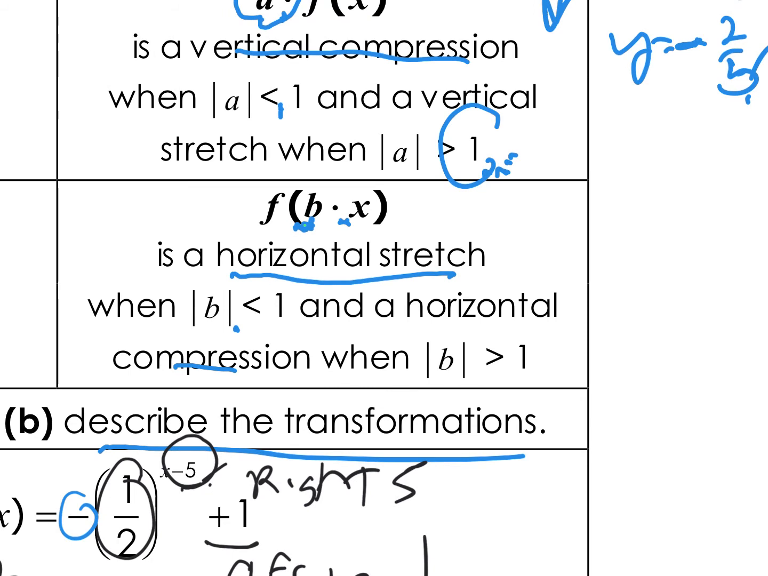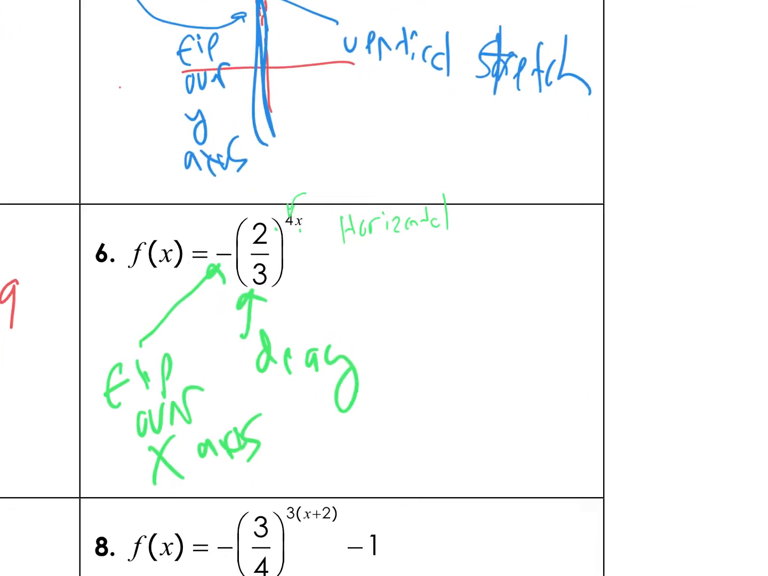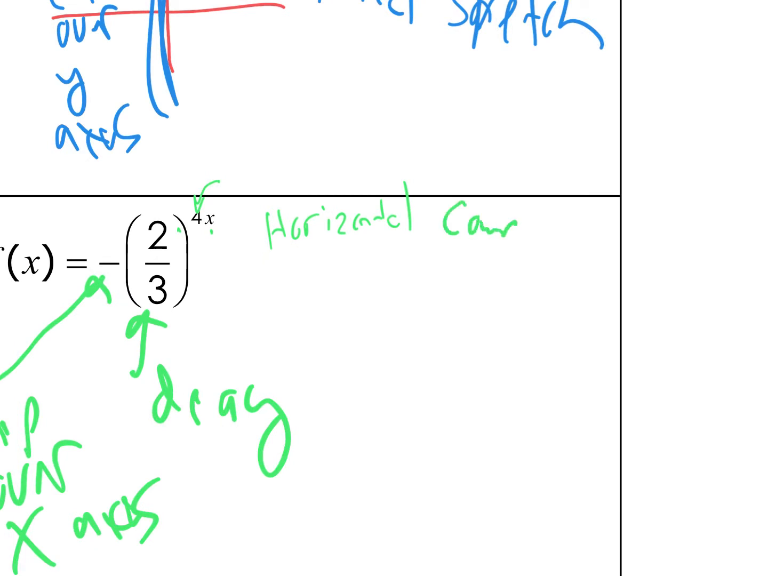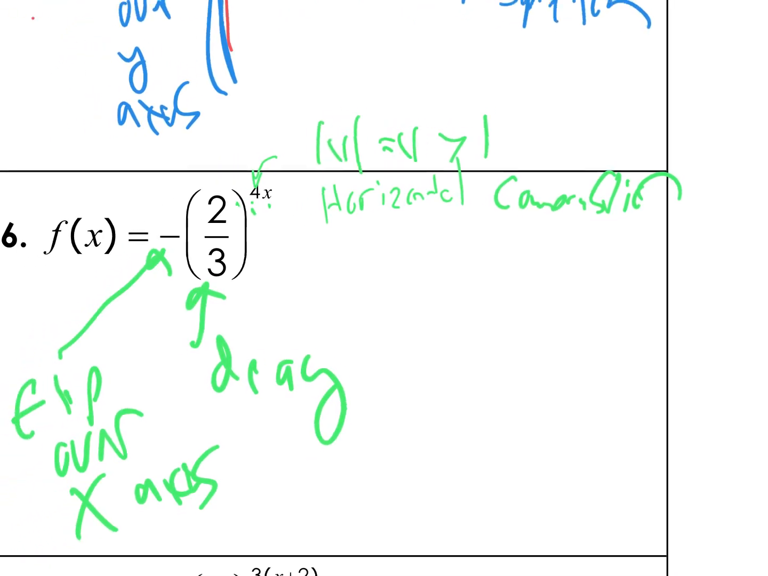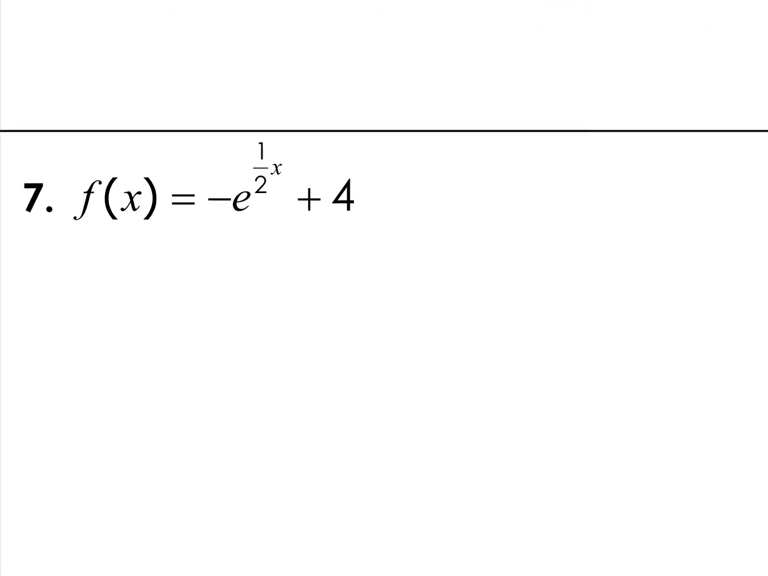A number in front of the x, if it was greater than 1, horizontal compression. I wanted to say a stretch, so I was going to be wrong, because it's greater than 1, so I'm glad I looked up there. Horizontal compression, because the absolute value of that number, 4, is greater than 1. That one doesn't come up very often. We just don't see it very often. But this author wants us to jump through all the hoops. Okay.